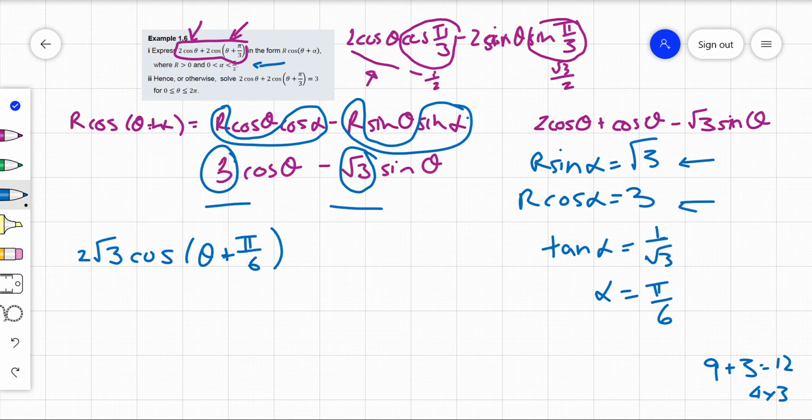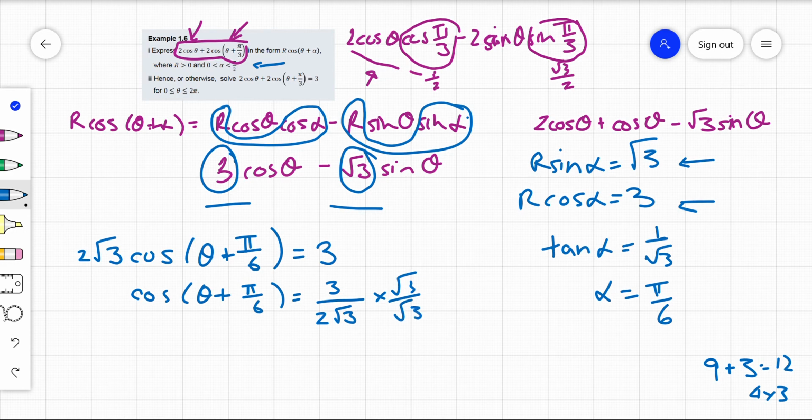Alright, so I'm just going to go straight on to the second part of the question. Hence or otherwise, solve where this equals 3, and we're doing it between 0 and 2 pi. So yes, we can just quickly simplify. 3 over 2 root 3. Again, 3 over root 3 is 1 on root 3. Let me do it slowly. If I rationalize that denominator, this would give me a 3, so I'll cancel that with a 3, and I just get root 3 on 2.